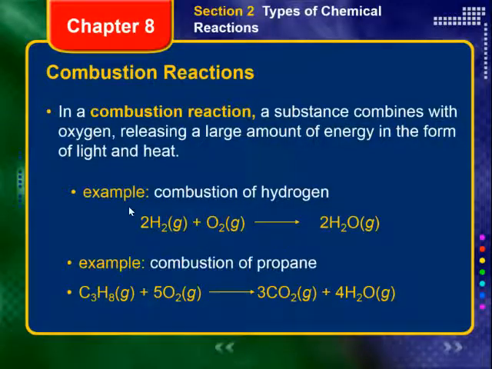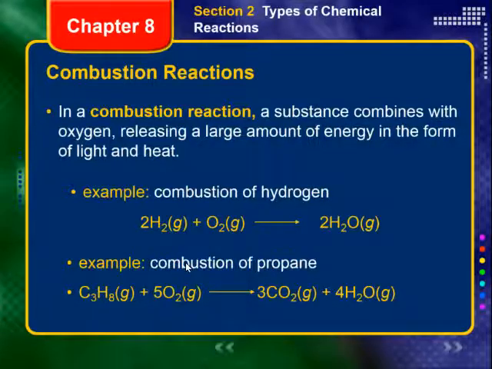Example, hydrogen combining with oxygen. This is a combustion. But look at the products. There's no carbon dioxide. Why isn't there any carbon dioxide? Because there's no carbon source on the reactant side. So we're combining this oxygen with whatever is here, and that's hydrogen. We're making some water. Combustion of hydrogen makes water.